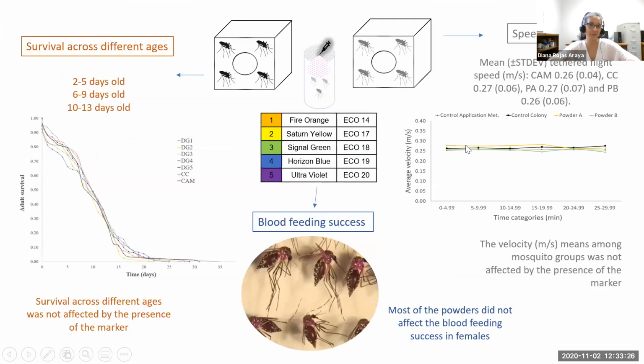Again, we didn't find effects of the powder on survival in any of the cohorts. The blood feeding success actually was good. In two occasions it was a little bit decreased in comparison to the unmarked female, but all of them had good blood feeding. And the speed was not affected by the presence of the powder using this system, which was a flight mill.